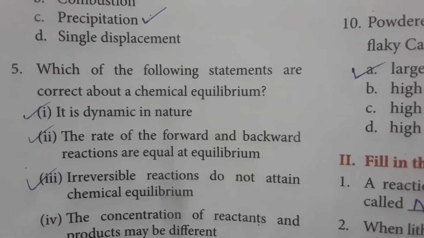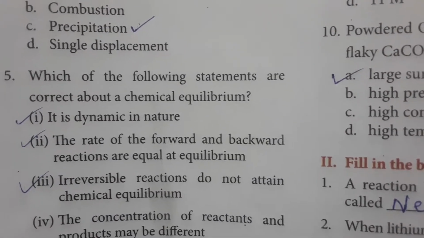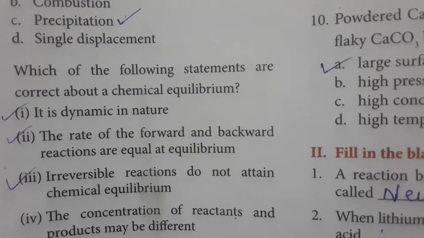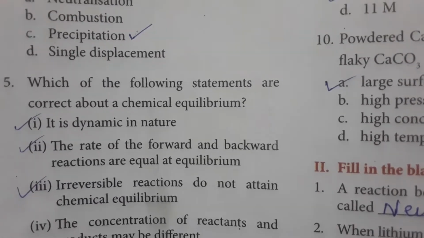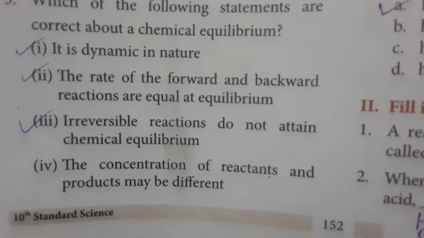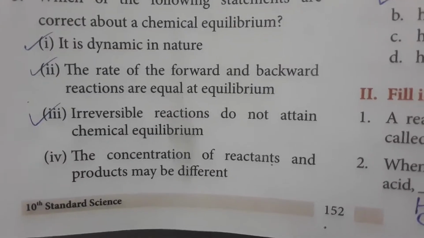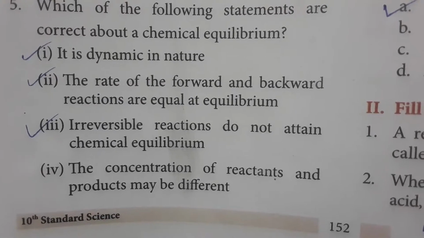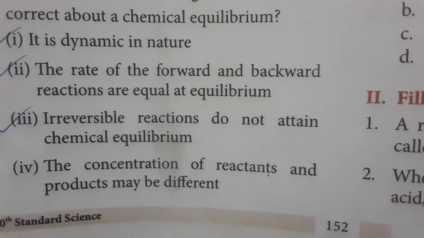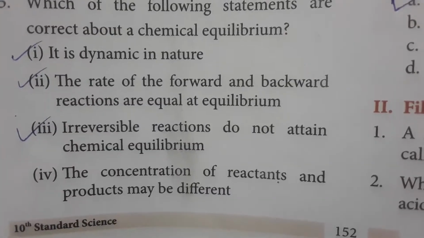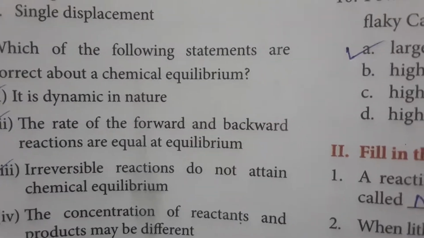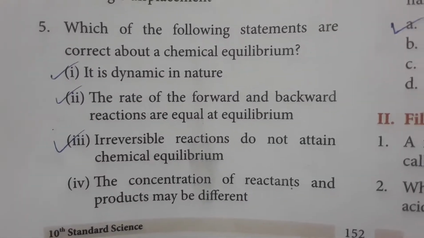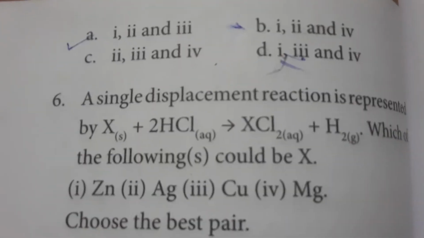That means forward is when the reactants give the product, and backward is when, at the same time, the products break down and give back the reactants. So the rates of the forward and backward reactions are equal in equilibrium reactions, and irreversible reactions do not attain chemical equilibrium. If the reaction is irreversible, the products cannot give back the reactants. So irreversible reactions do not attain chemical equilibrium. Okay, so the answer is the first, second, and third one.